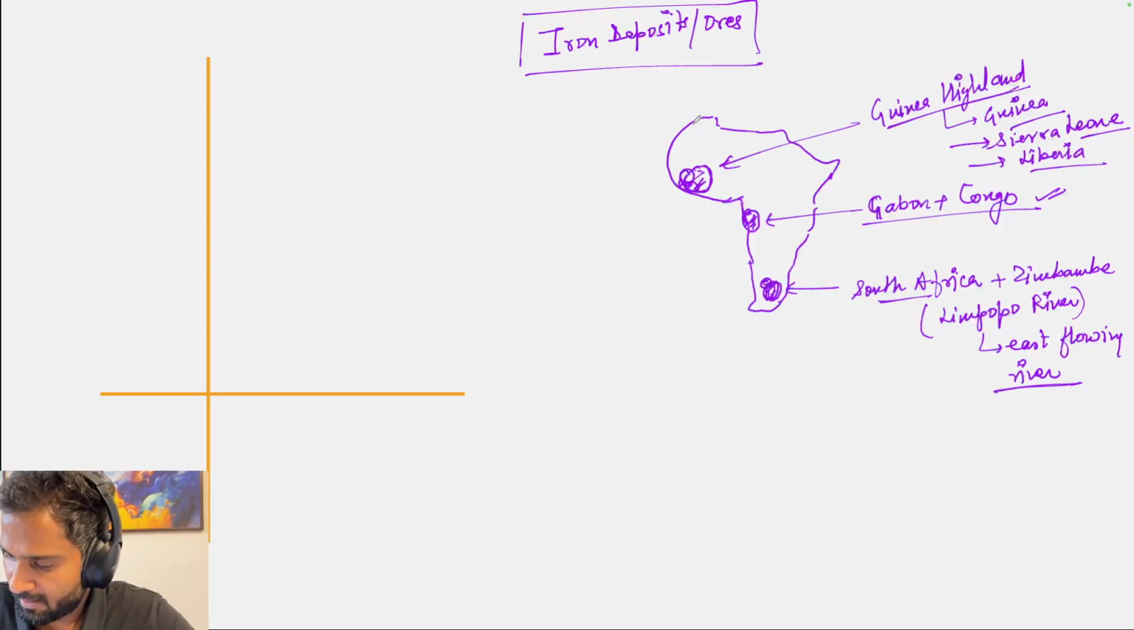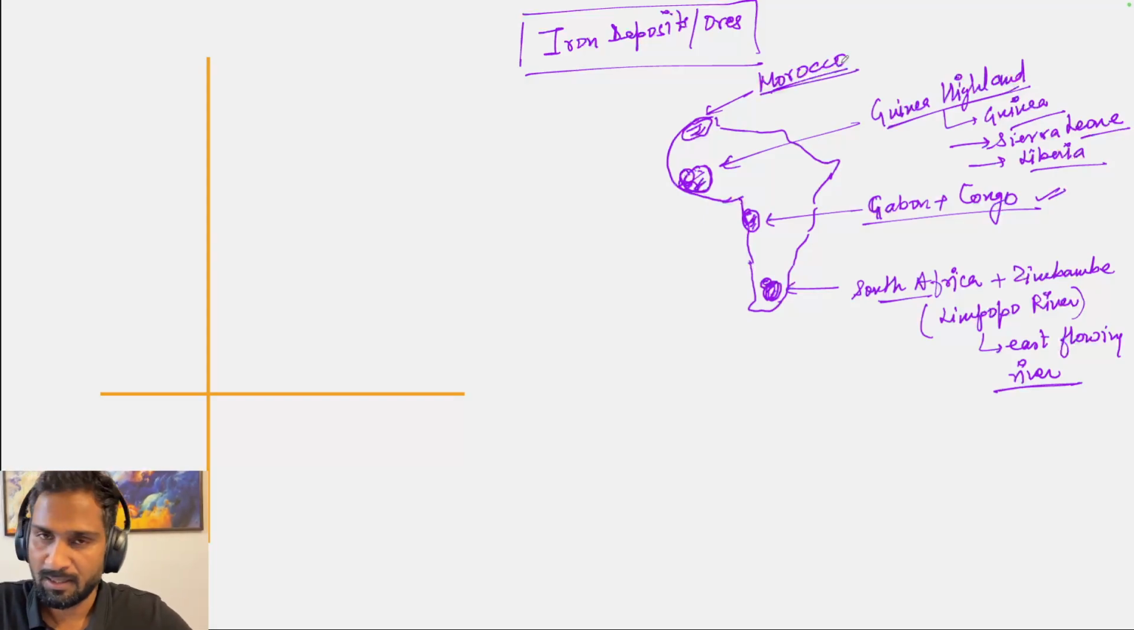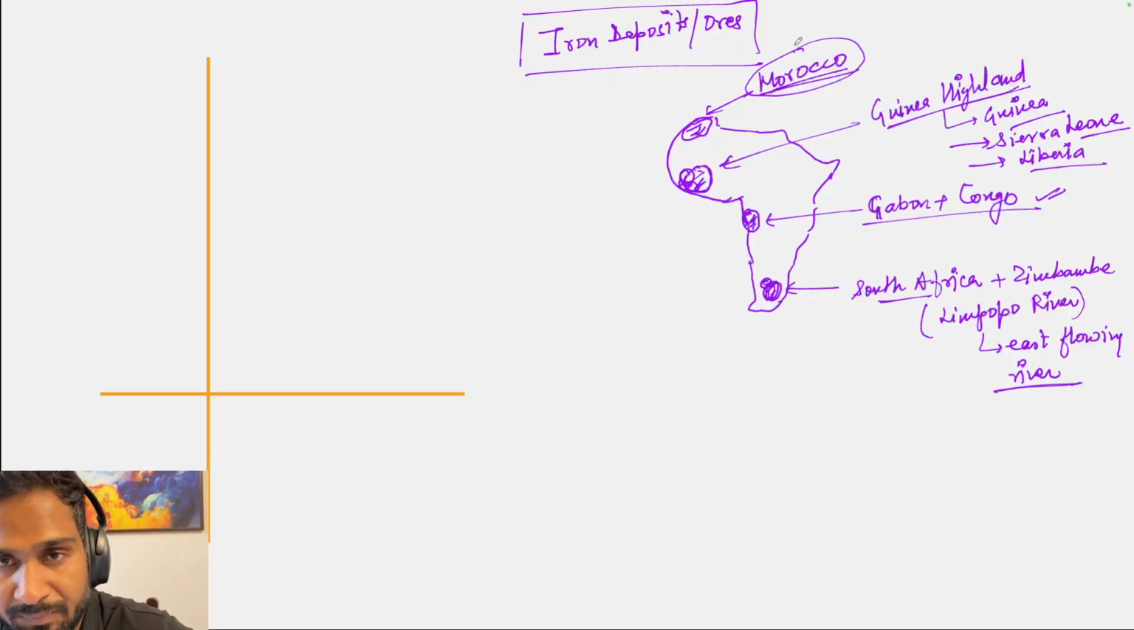Then if you remember Morocco, Morocco is also rich in the northern part of Africa. Morocco is rich in iron ores. Okay, so these are the countries rich in iron ore. Next, Africa is famous for gold production and diamond production.